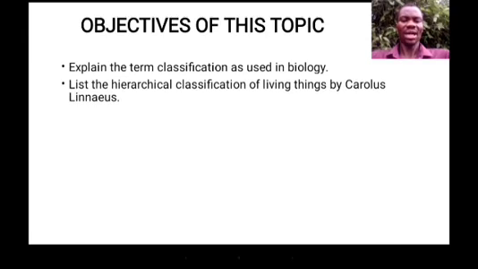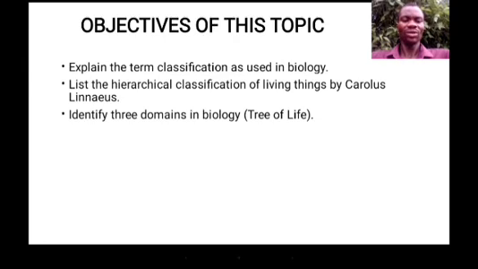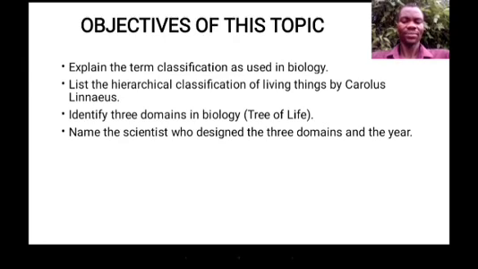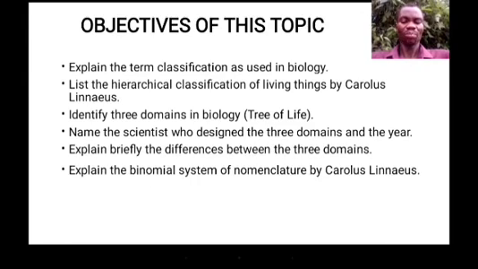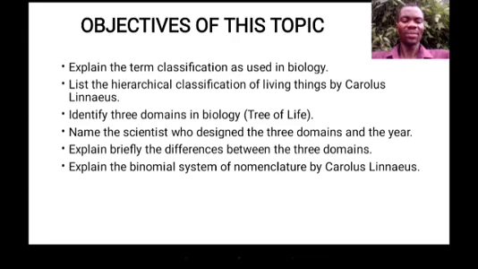List the hierarchical classification of living things by Carolus Linnaeus. Identify the three domains of life. Name the scientist who designed the three domains and the year it was designed. Explain briefly the differences between the three domains. Explain the binomial system of nomenclature by Carolus Linnaeus.